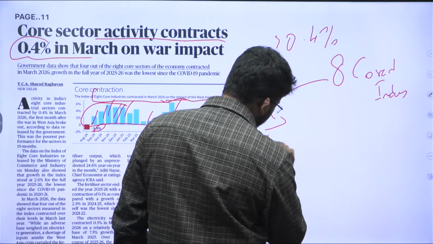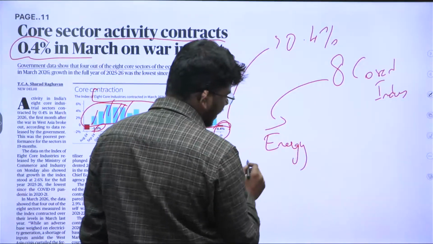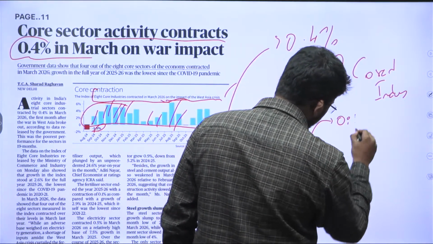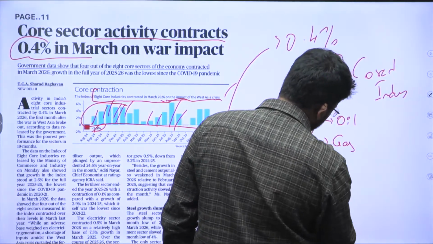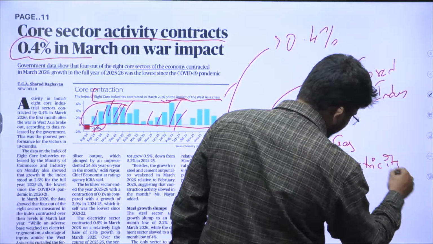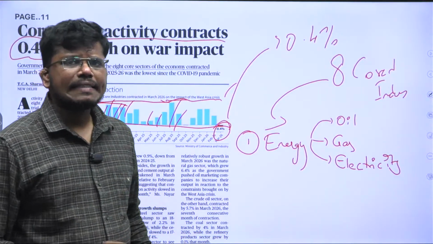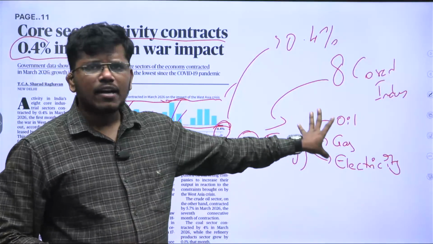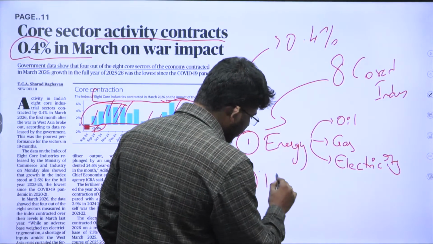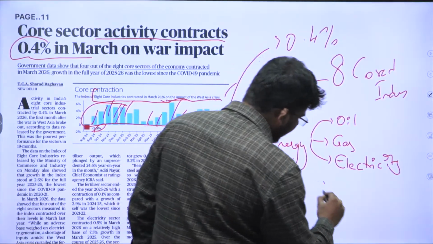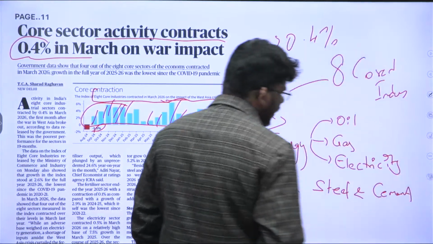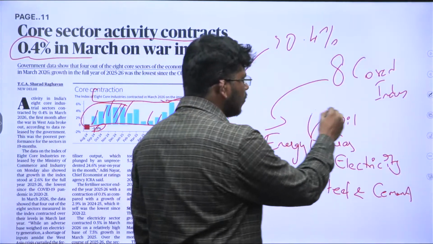If you divide them into different sectors, the first one is energy. In energy, oil, gas, electricity come into the picture. Oil, gas, electricity, these come into the core energy sectors. And when it comes to infrastructure, steel and cement. Steel and cement, very important. And in energy, one more is coal.